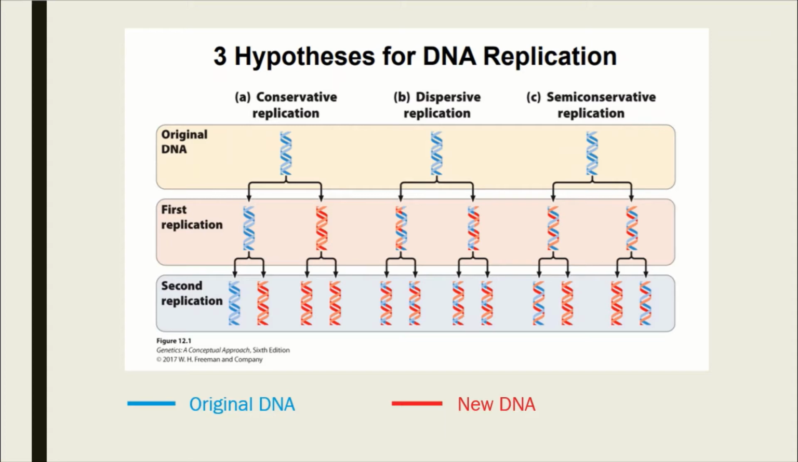In the conservative model, a new copy of DNA is made in the first replication. In the dispersive model, the first replication results in 2 DNA molecules that have a combination of original and new DNA. In semi-conservative, the new DNA has 1 original strand and 1 new strand.